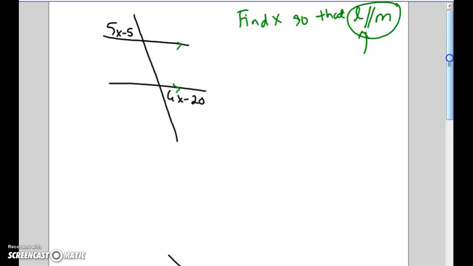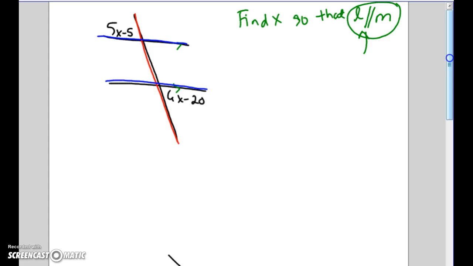Okay, the next thing I need to do is figure out what kind of angles these are. So I have my transversal, which is here. And then I have my blue lines here and here. So my first question is, are they inside, outside, or one of each?